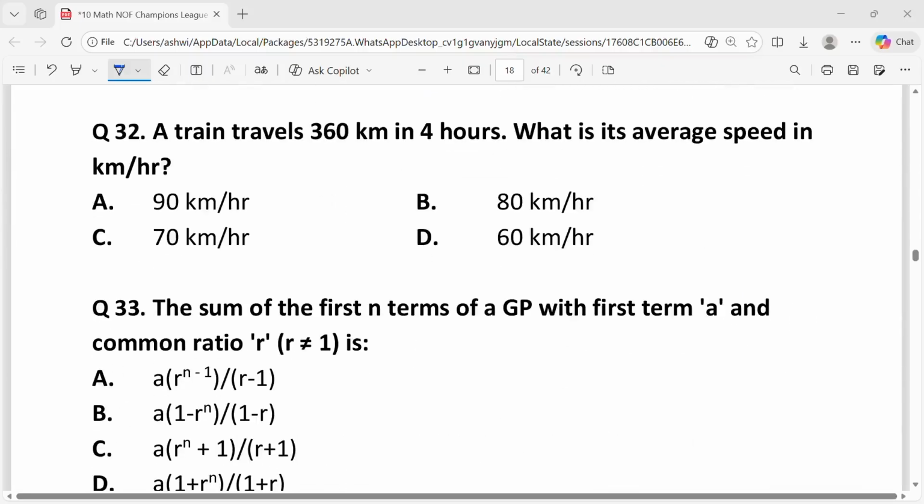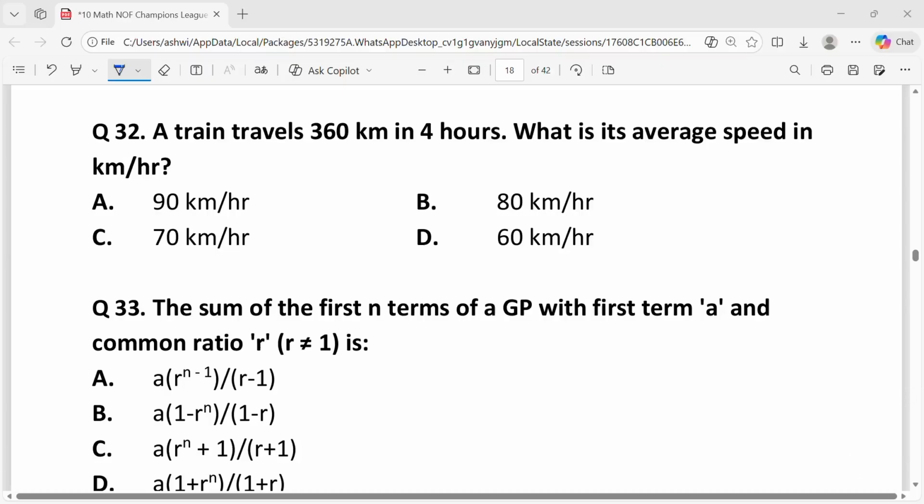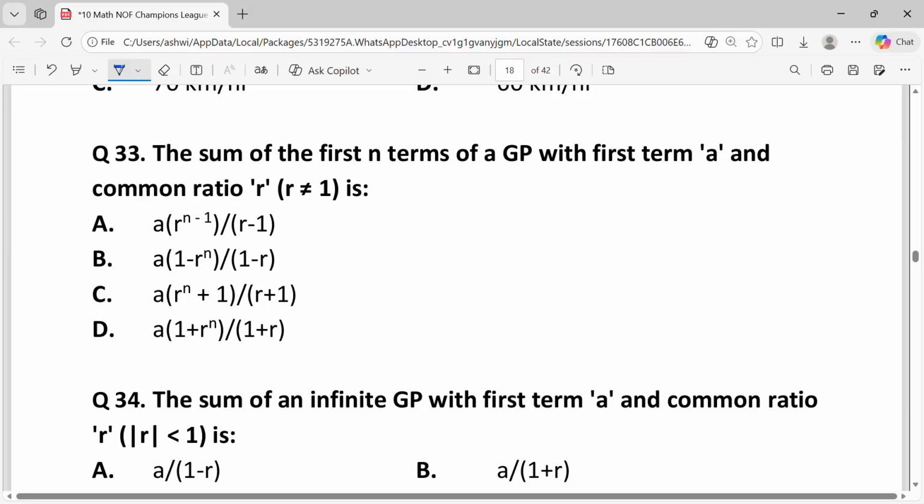Question 32. A train travels 360 kilometers in 4 hours. What is the average speed in kilometers per hour? Speed is equal to distance upon time, that is 360 upon 4, which is equal to 90. So the answer is A, 90 kilometers per hour. Question 33. The sum of the first n terms of a GP with first term A and common ratio R, where R is not equal to 1, is, answer is B, A into (1 minus R to the power n) upon (1 minus R).